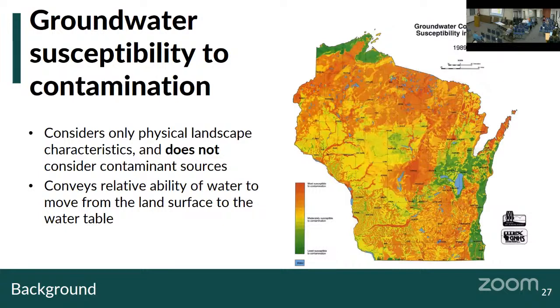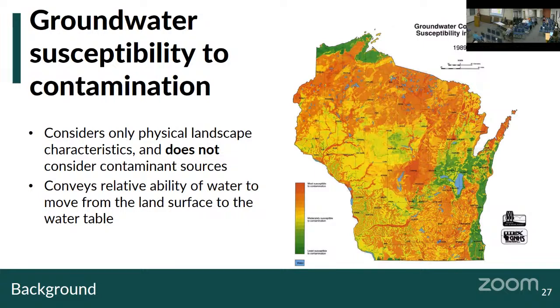Okay, so now I'm getting to the susceptibility map. Just to orient you a little bit about what these maps show. This is our statewide susceptibility map. So the red colors are highly susceptible and the greens are less susceptible. So these type of maps consider the geology and kind of the characteristics of the land, but again, they don't take into account our contaminant sources or land use.